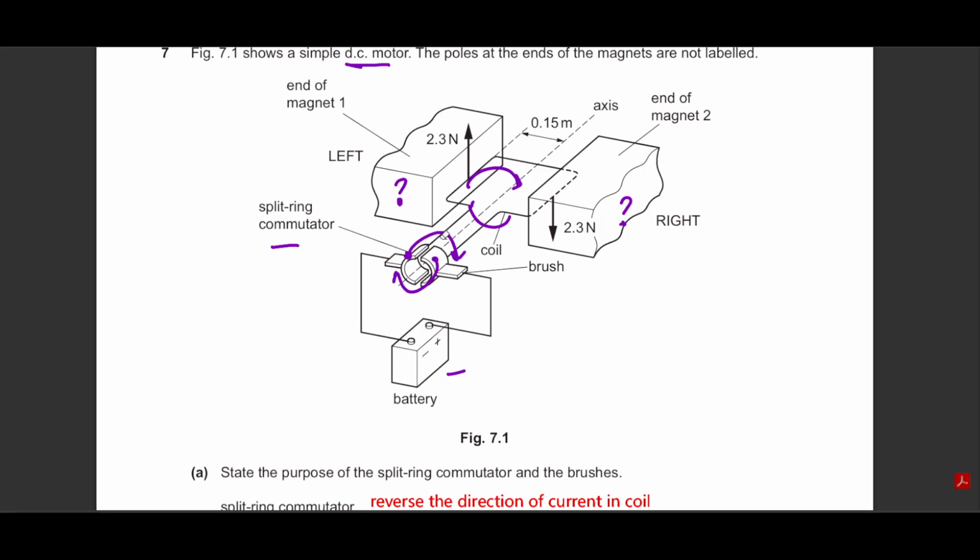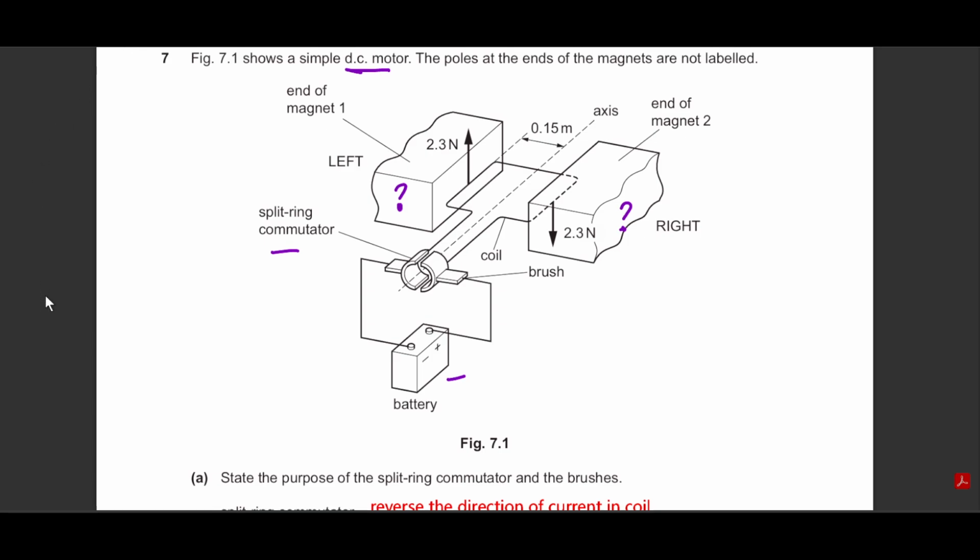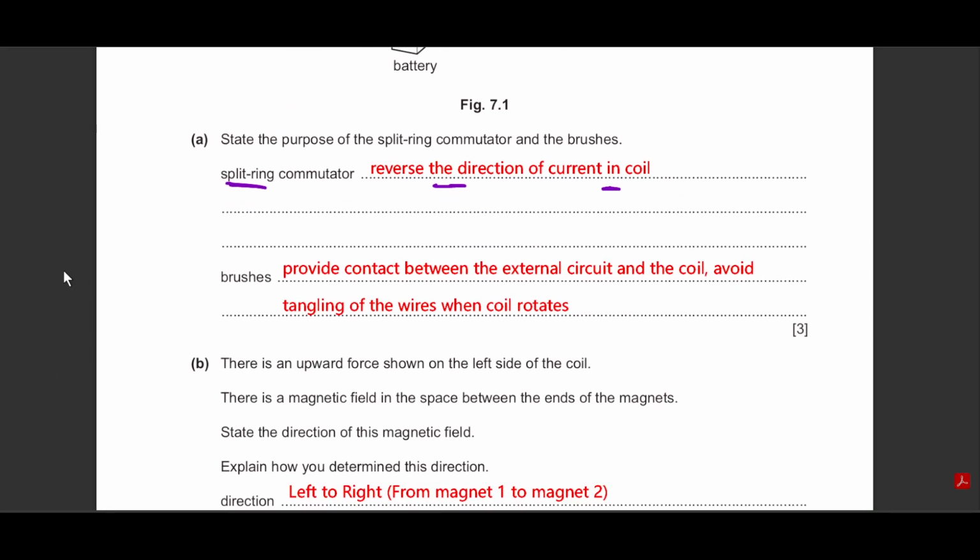And we've done this deliberately so that the current in the coil keeps moving in the same direction, eventually causing an upward force on this side and a downward force on this side. That's how your fans or air conditioning fans in your vehicles actually work.